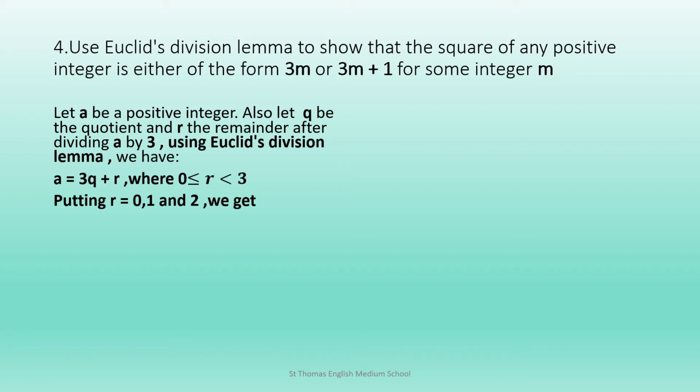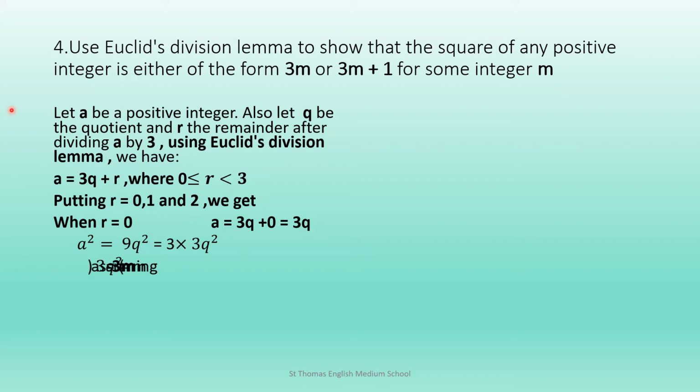Now putting r equal to 0, 1 and 2, because it is already given here, r is less than 3. So you are substituting the values 0, 1 and 2. When r equal to 0, you have a equal to 3q plus 0, that is 3q. Then a square equal to 3q whole square, that is 9q square, equal to 3 multiplied by 3q square. Because you have to write the positive integers of the form 3m and 3m plus 1, so you are converting the square of the positive integer in terms of 3. Now you can write it as a square equal to 3m, assuming m equal to 3q square.